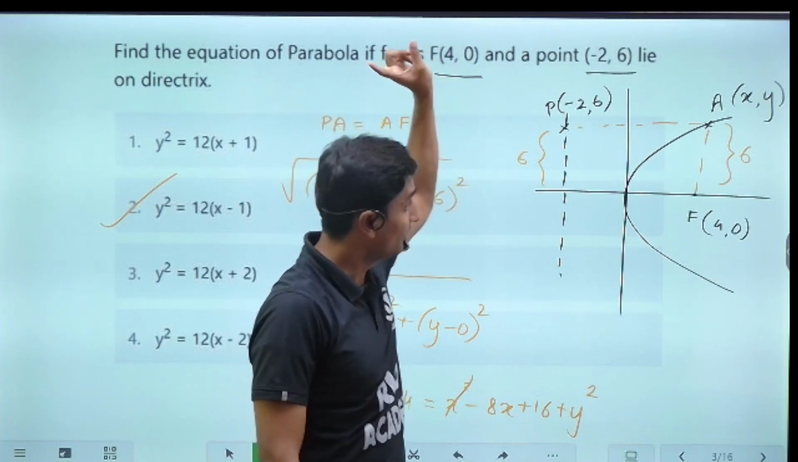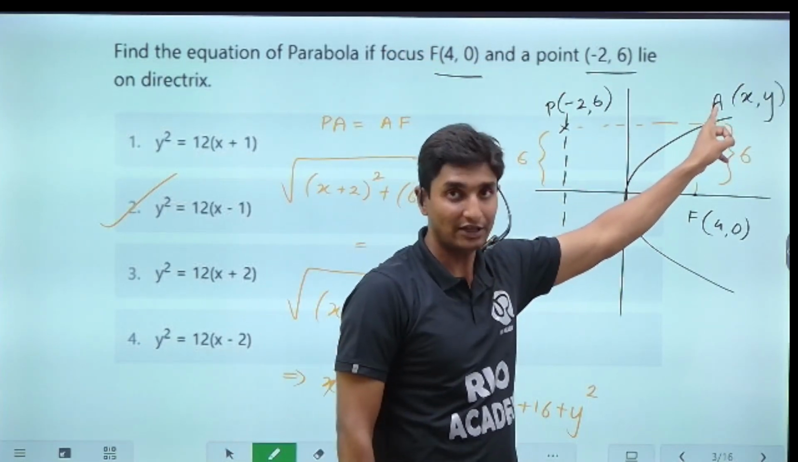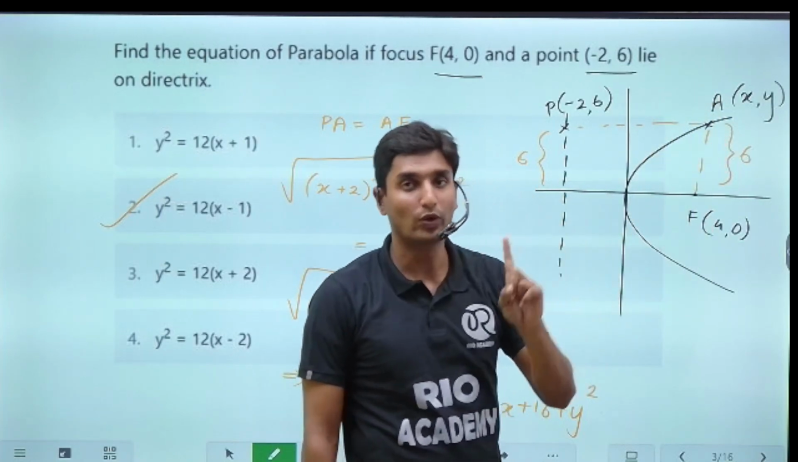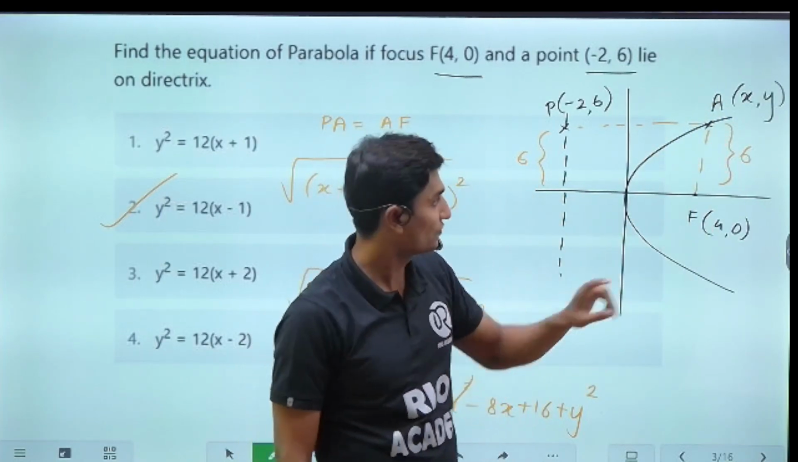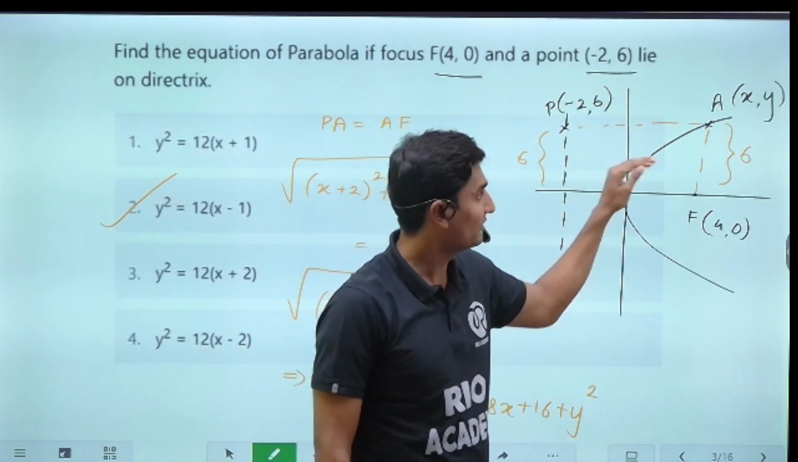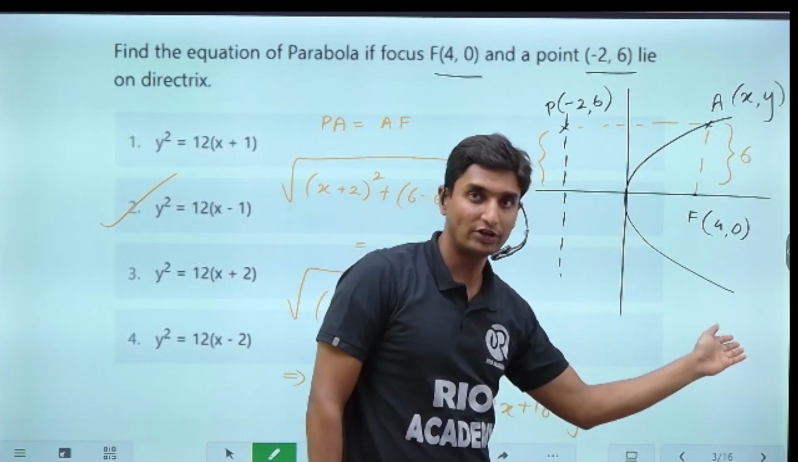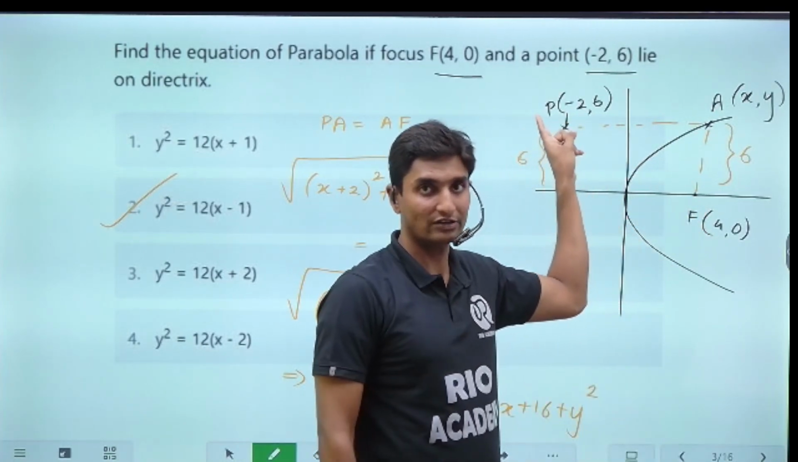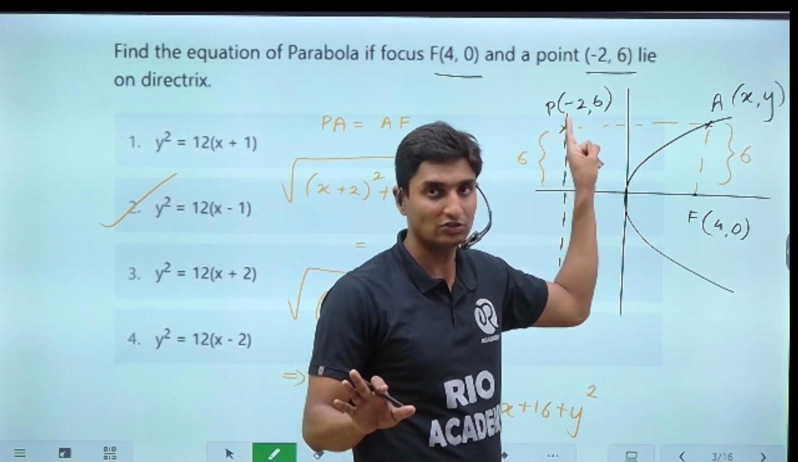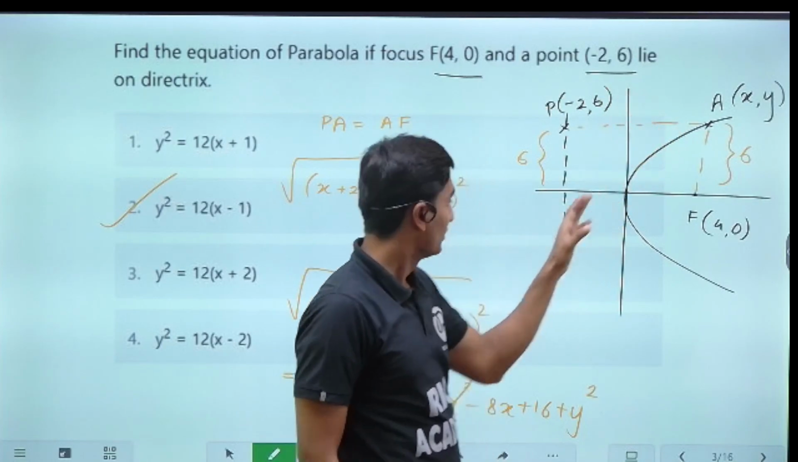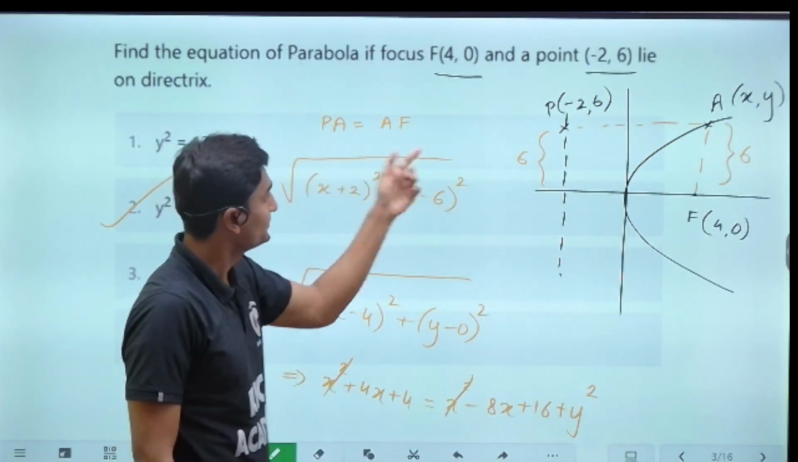We are taking one point A on the parabola, because there is only one condition that we are going to use: AF is equal to AP. A parabola is nothing but the collection of all those points which move such that their distance from the focus and from the directrix are the same. That is the standard definition of a parabola, correct? So AF is equal to AP. We have substituted that. What is AP?